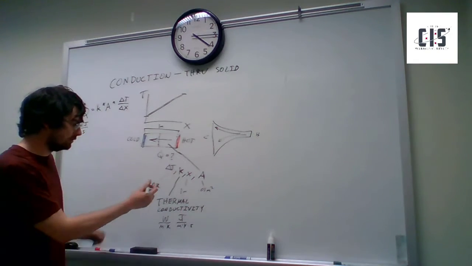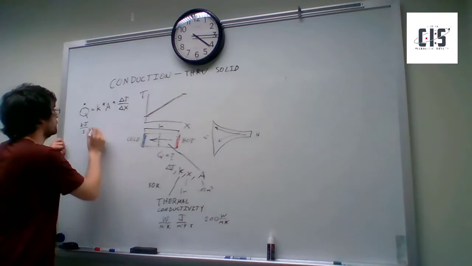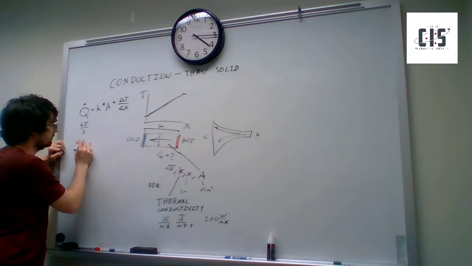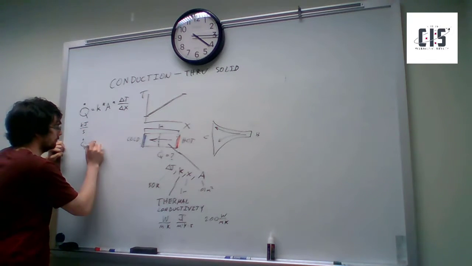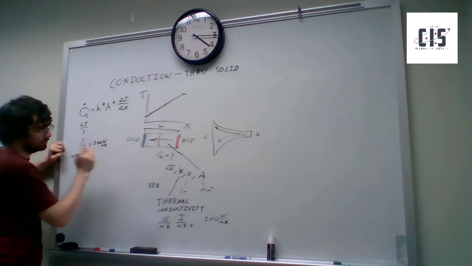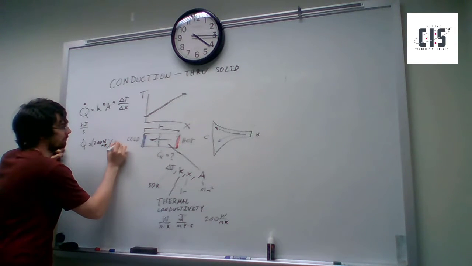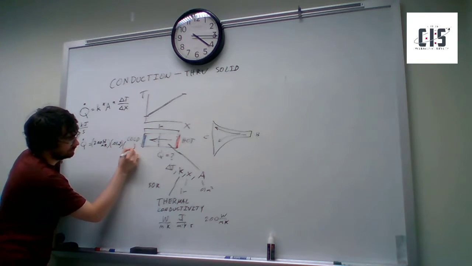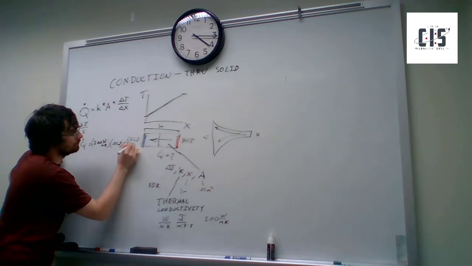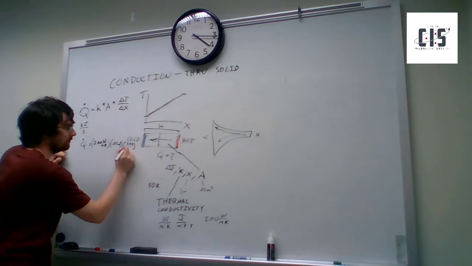aluminum, we can assume is about 200 watts per meter Kelvin. So, bring that up to here. We say heat transfer rate between the two plates is K, 200 watts per meter Kelvin, times the area, which is 0.01 meters squared, times change in temperature, which is 50 K. That would be between the two plates, correct? Between the places you're assuming, divided by the distance between them, which is 1 meter.